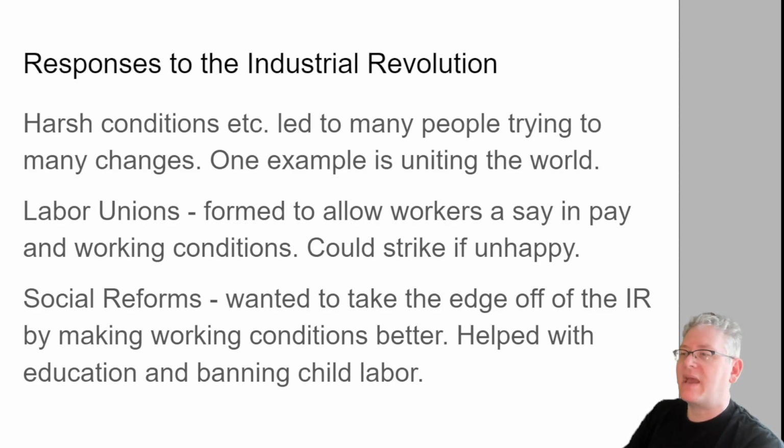Now, before we get there, though, we have labor unions. These allowed workers to have a say in pay and working conditions. They could strike if they were unhappy, so that helped them to make things better. Then there were social reforms, which wanted to take the edge off of the Industrial Revolution. They think it's a good idea, but they realize maybe kids shouldn't be working in these factories, right? So helping with education for people and also banning child labor.